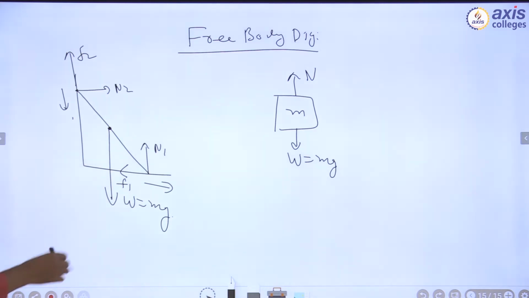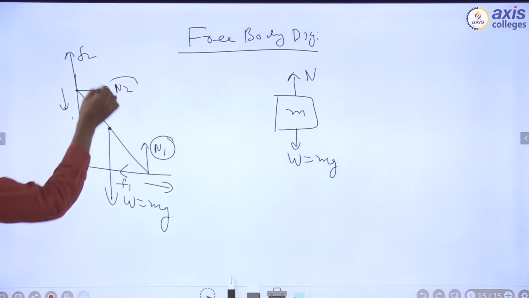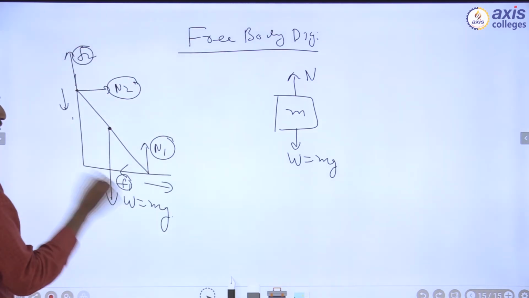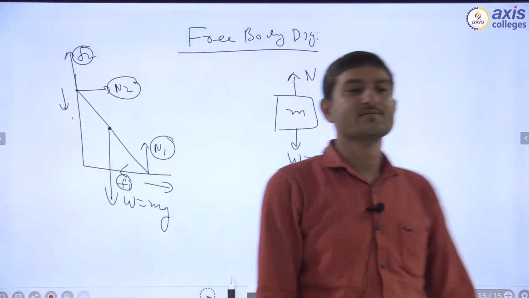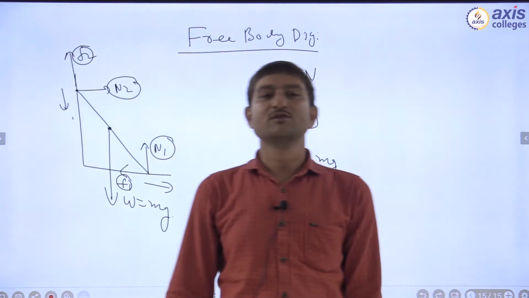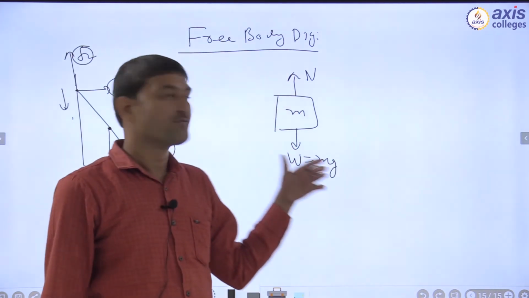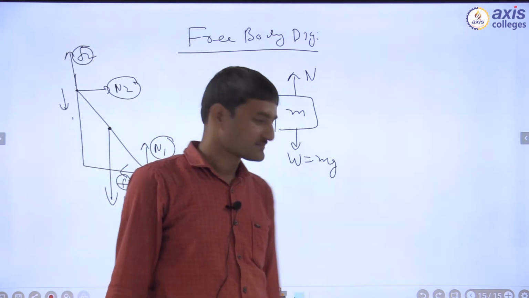So in this case, how many forces have we used? Normal reaction 1, normal reaction 2, friction 2, friction 1 and weight. We have 5 forces. So what I mean to say is, the meaning of free body diagram is whatever possible forces are there, try to find out all those forces. This is the meaning of free body diagram.